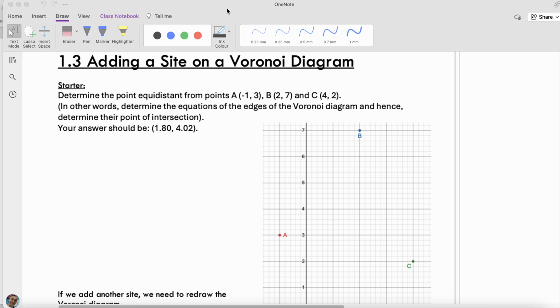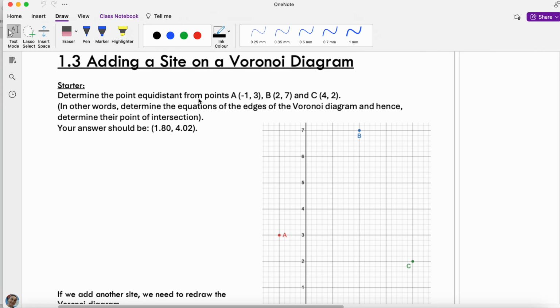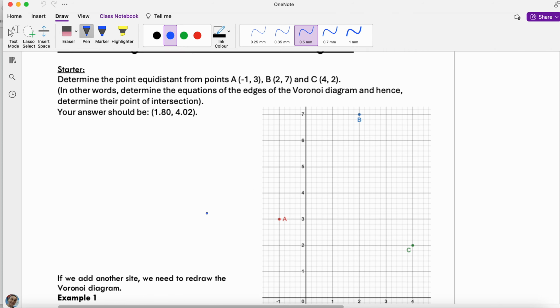Hello, here's Miss Walsh, and what we're going to do today is continue on with the Voronoi diagrams, but we're going to see how to modify a Voronoi diagram when another site is added, okay?